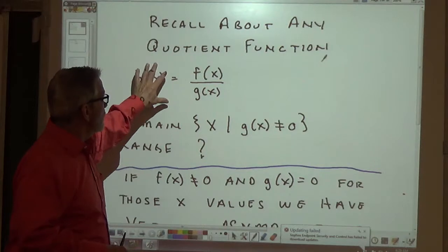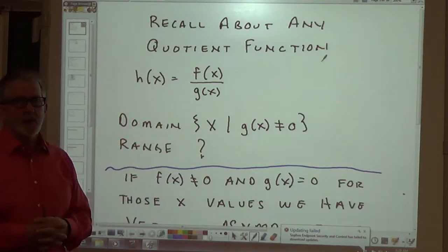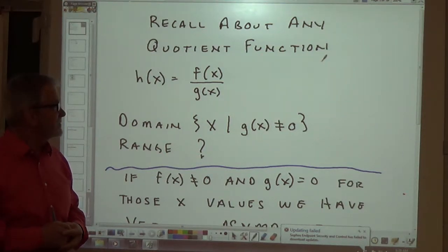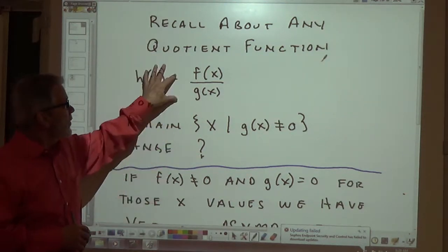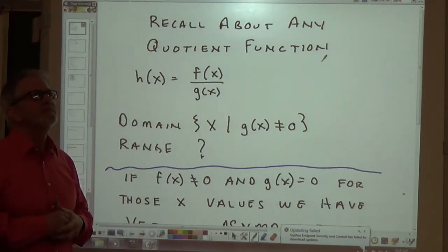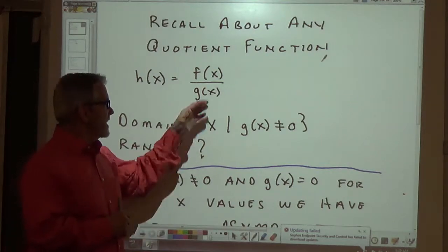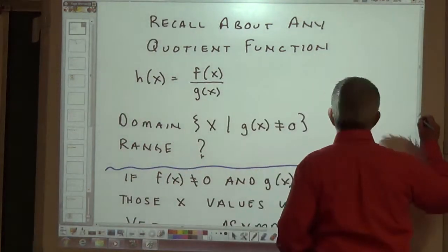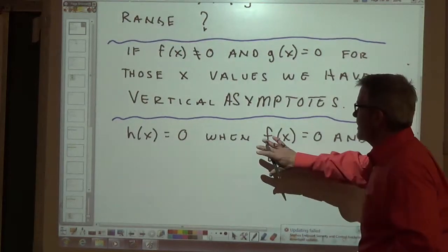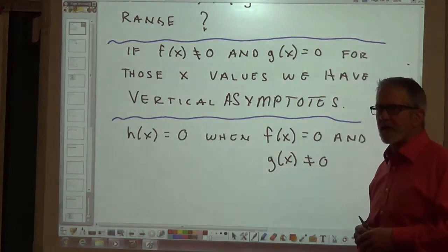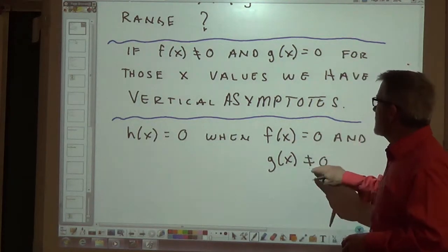Where are the x-intercepts of a quotient function? These are all topics that we discussed in our study of rational functions last semester. When is a fraction 0? A fraction is 0 when the top is 0 and the bottom is not. Top 0, bottom not. That's when h of x is equal to 0. That's when we have the x-intercepts, when f of x is 0 and the bottom is not.